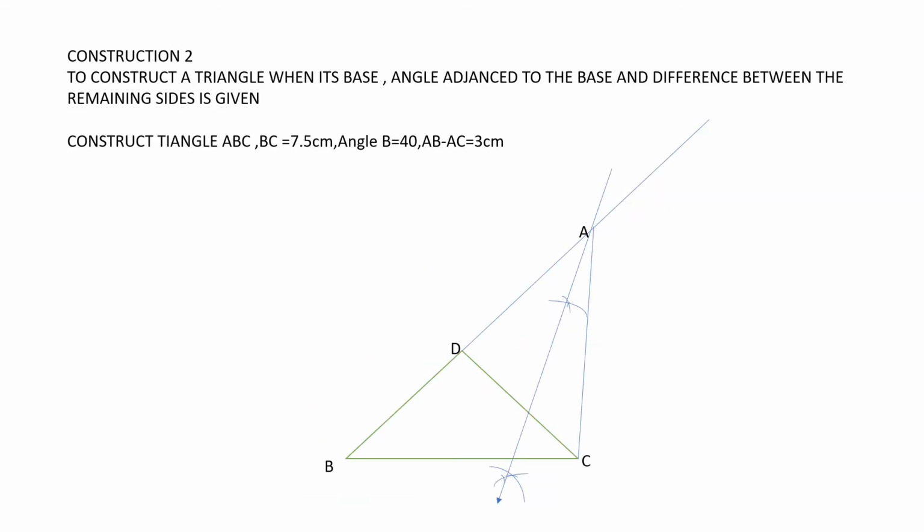We have seen the method in construction 1, that is, if the sum of two sides of the triangle is given with the base and the angle, we can construct. But in construction method 2, they'll give you the measurement of the base of the triangle. After that, they will give the angle adjacent to the base, then the difference between two sides of the triangle. What do you have to do for constructing the triangle with this information?